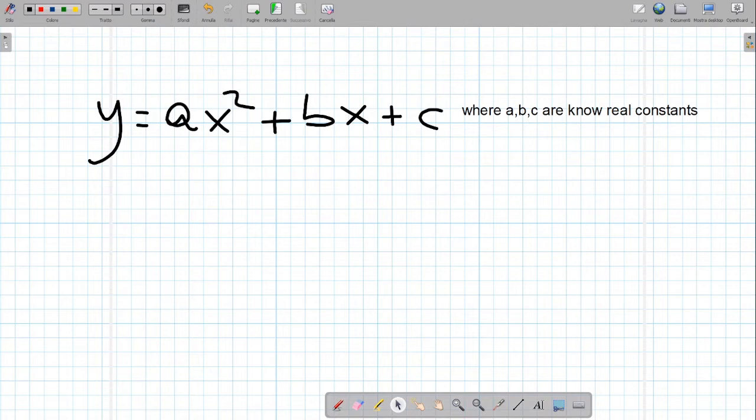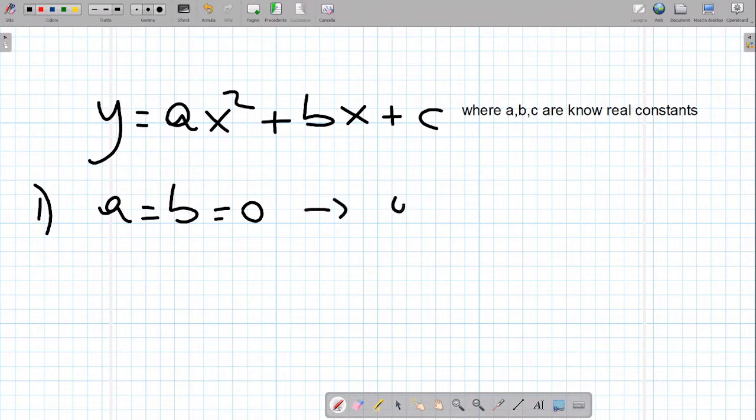We can just quickly scan some special cases which are related to the fact that one of the coefficients can be equal to 0. So let's start with that. So first we can have a and b both equal to 0, but then it's quite easy to see that it will remain y equal to c, that is a horizontal line. Okay, we have already seen.